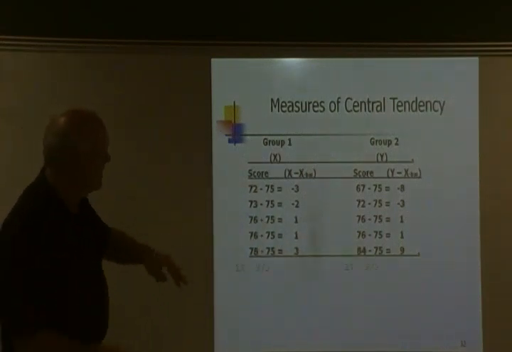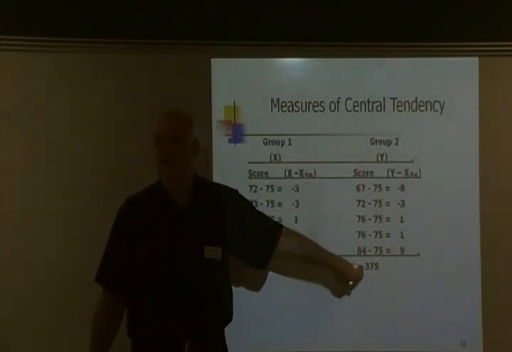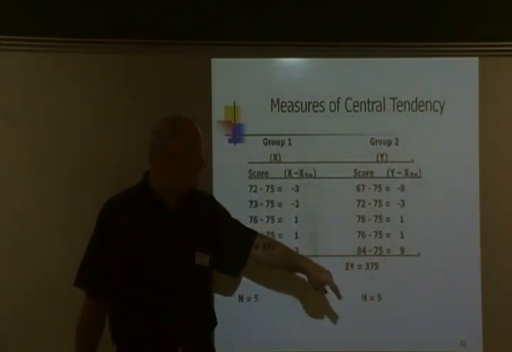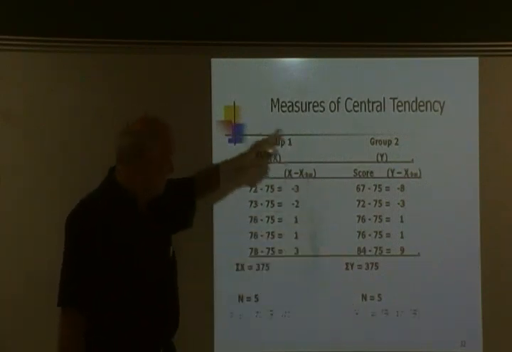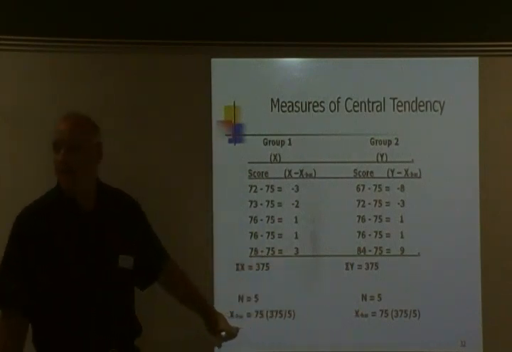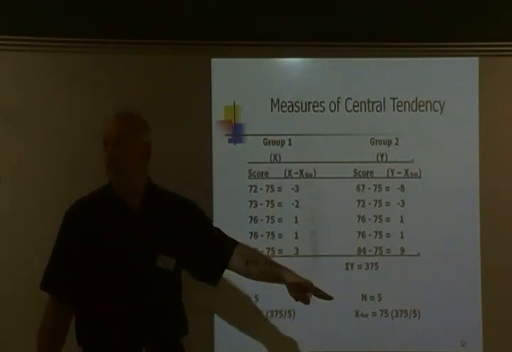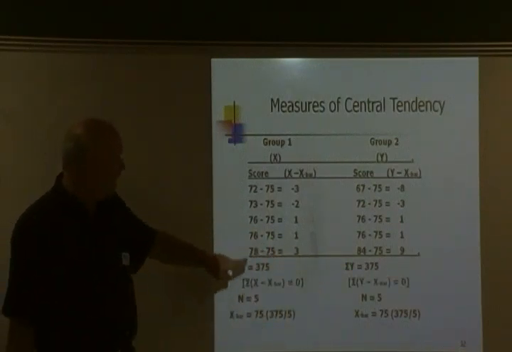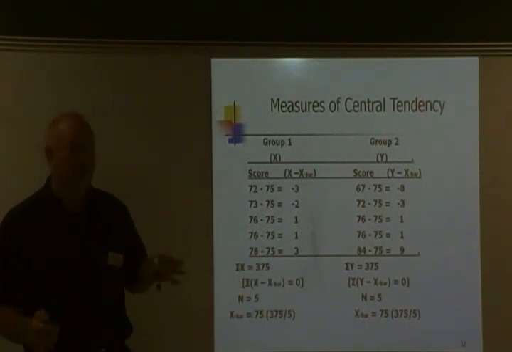So we look at this data set and we see that the sum for each of the groups is the same. Okay? We see that there are 5 in each of the groups. We also see that the mean for each group is 75. So it's 375 divided by 5 for each group, which gives us a mean of 75. And we also see that the sum of the deviations from the mean equals 0.